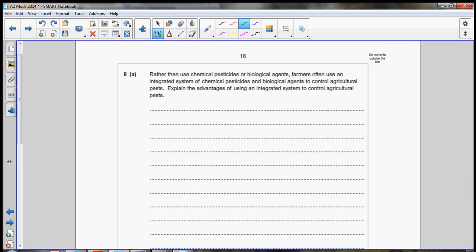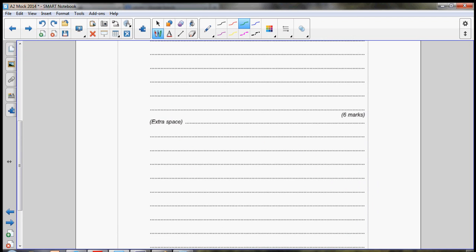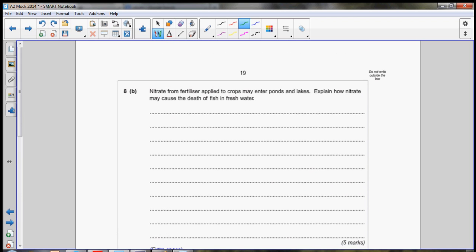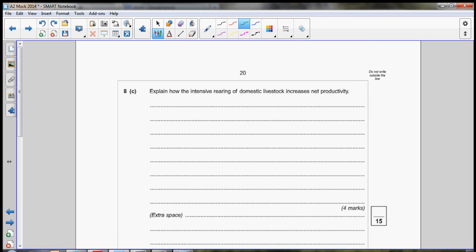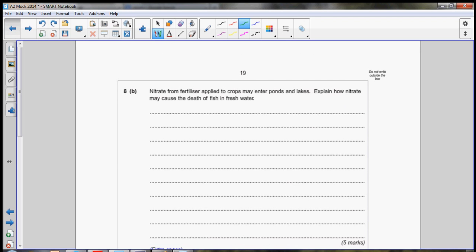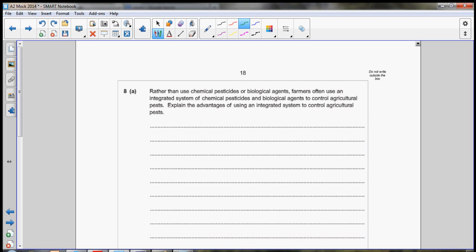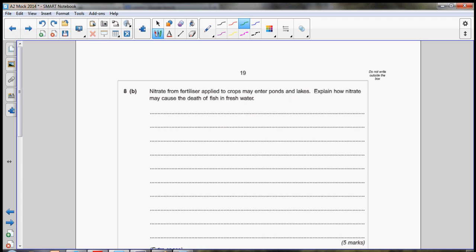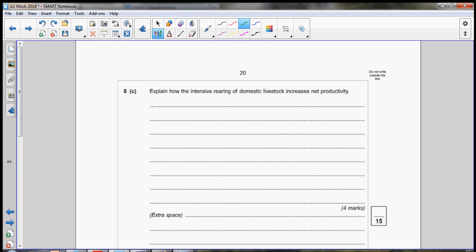I'm not going to go through the answers to questions 8a, b and c, and that's because the answers to questions 8a, b and c should be fairly clear from the mark scheme. These are all fairly straightforward, factual questions. In this first question, you're asked to explain the advantages of using an integrated pest system. The second question is an explanation really of eutrophication. Hopefully you picked up that that's what this question was about. And in the third question, you're asked to explain how the intensive rearing of domestic livestock increases net productivity.